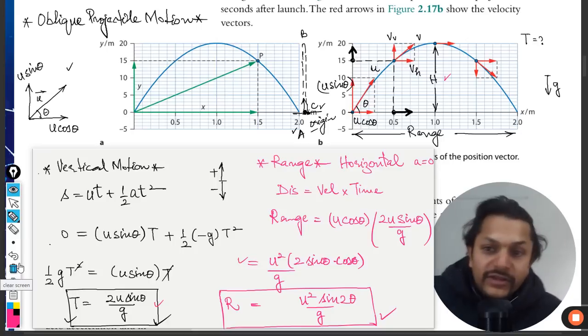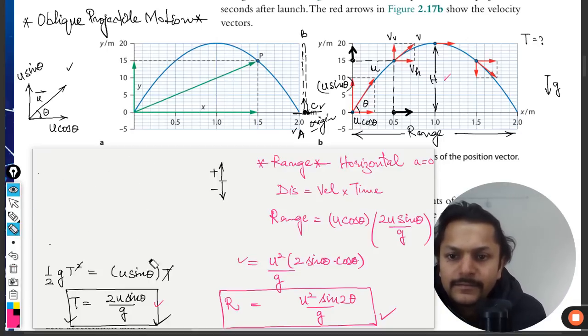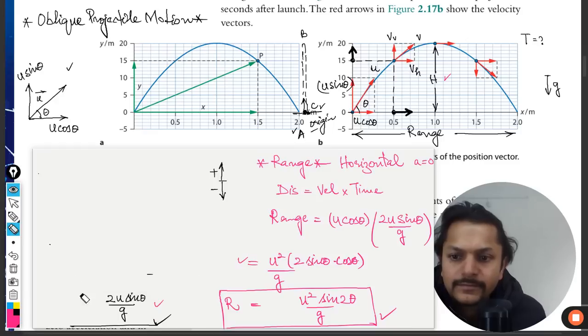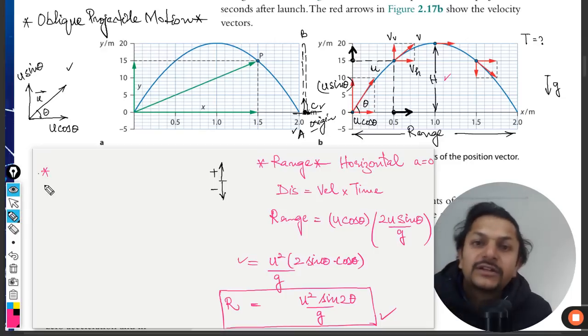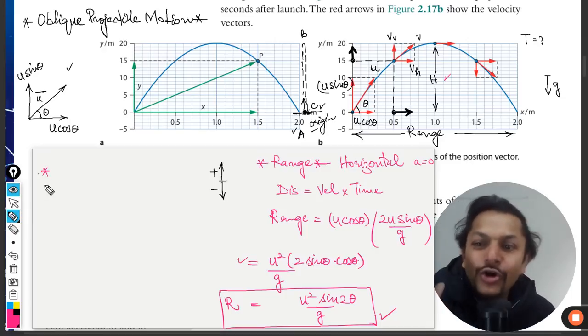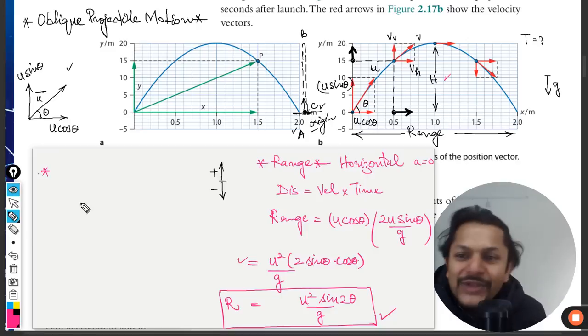Oh, I can't erase everything. Sorry. Let me erase this. Okay, I'm taking examples from cricket, but these laws are valid for the soccer game also, for all the students who enjoy soccer, no problem. Okay, so let us go for the height now.